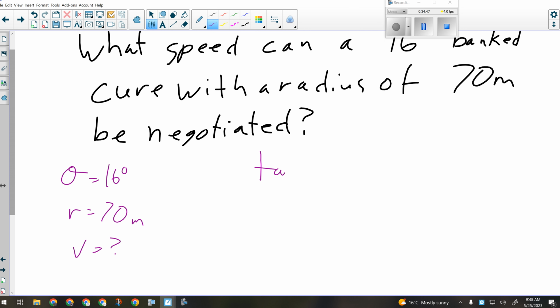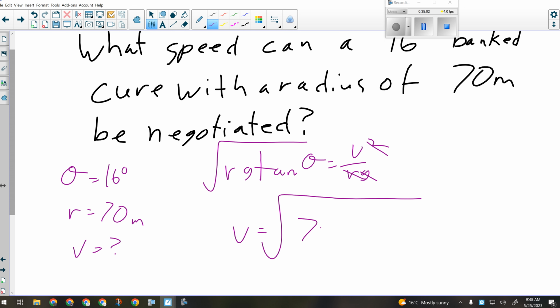So tan of theta equals v squared over r times g. It's our bank curve formula. Okay, so we're solving for v, so we multiply both sides by r times g, and then we square root to get v. So v would be the square root of 70 times 9.81 times the tan of 16. What mode does your calculator need to be in?